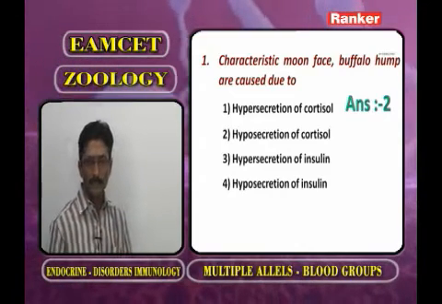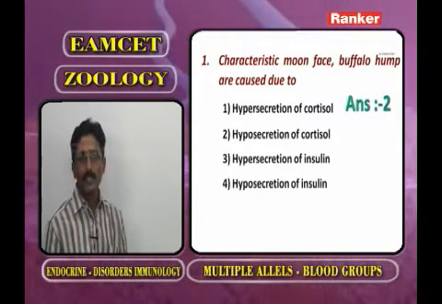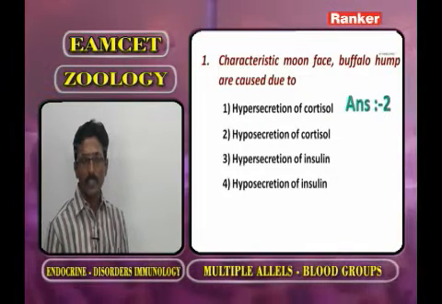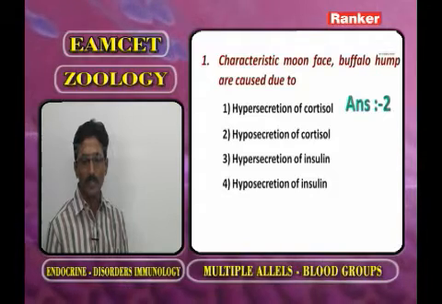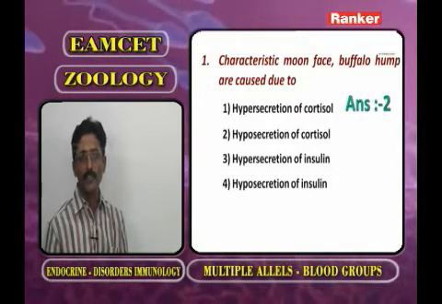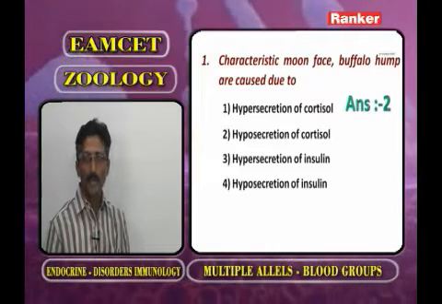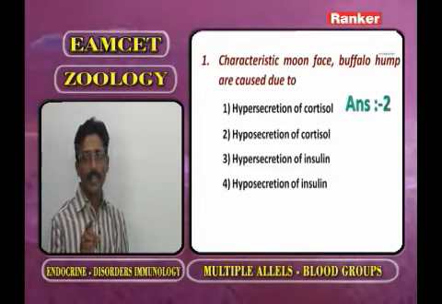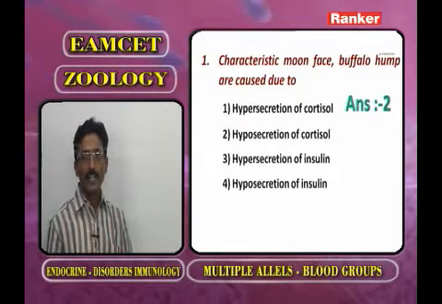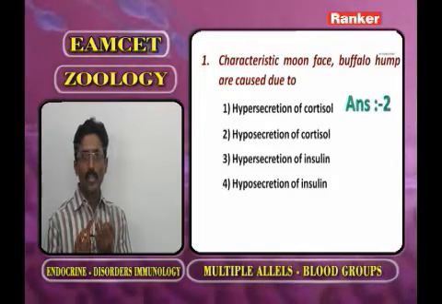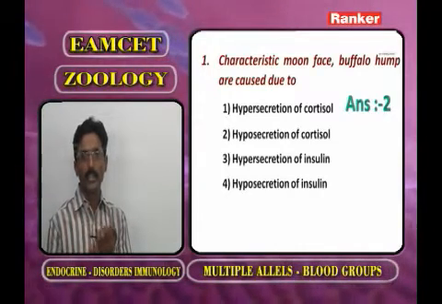What is the reason? One option is hypersecretion of cortisol. The second is hyposecretion of cortisol. The third is hypersecretion of insulin. And the fourth is hyposecretion of insulin. Now, in the adrenal gland, one part is the cortex. The cortex secretes mineralocorticoids, glucocorticoids and sex corticoids, as we know very well.